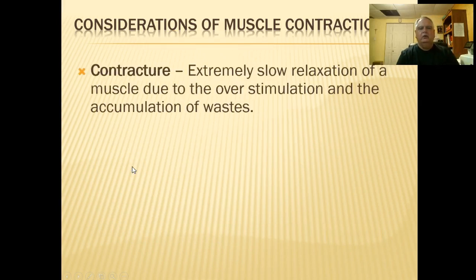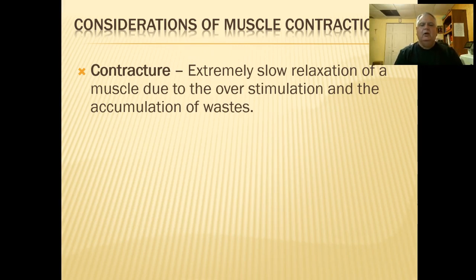Okay, that takes us to a couple considerations of muscle contractions and things we want to talk about just very quickly as we wrap this up. So the first term is contracture. Contracture is an extremely slow relaxation of a muscle due to overstimulation and the accumulation of waste.